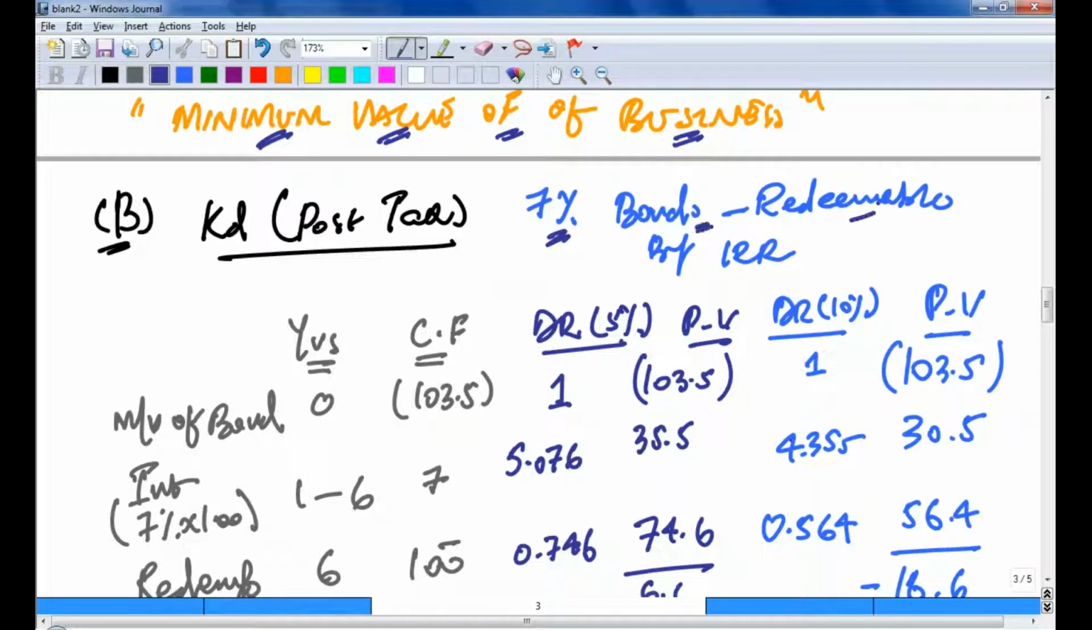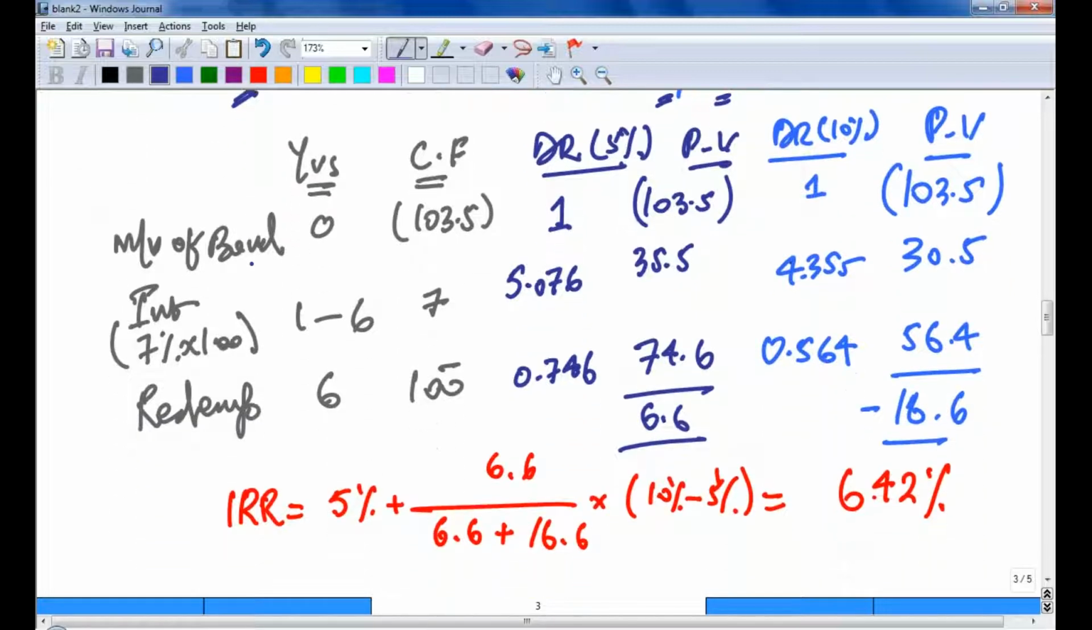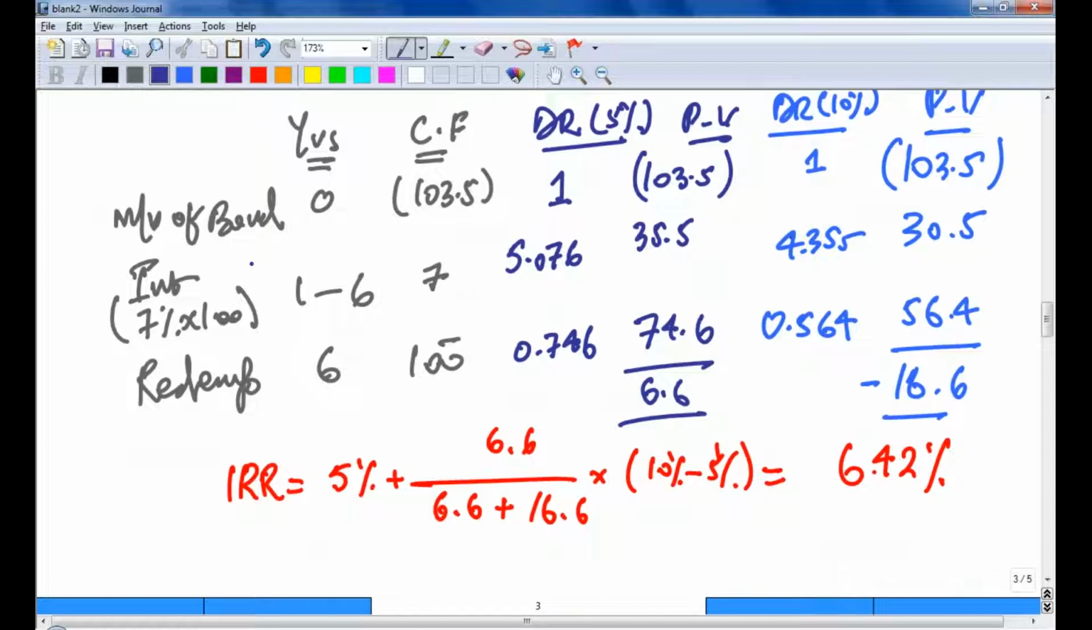7% bonds redeemable, so by IRR. Because it's marketable and redeemable, the calculation should be based on IRR. That's KD post-tax. That's very simple. I've already solved it. We have already done the market value of the bond with respect to the investor, KD with respect to the investor.